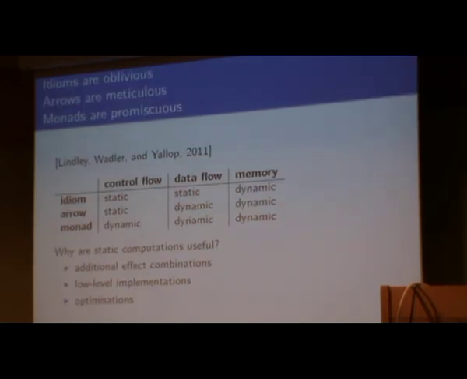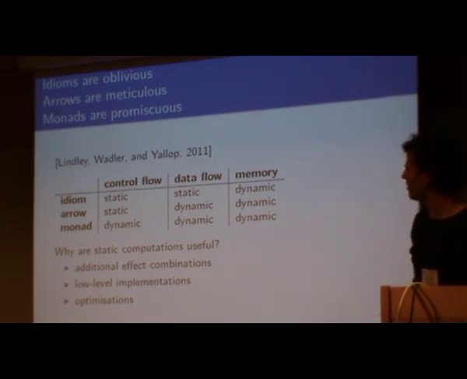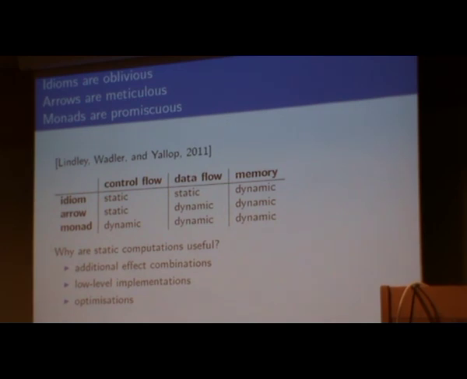In previous work that I did with Phil Wadler and Jeremy Gibbons, with the title "Idioms are oblivious, arrows are meticulous, monads are promiscuous", we looked into the relative expressiveness of idioms, arrows, and monads, and we did give an informal characterization in terms of control flow and data flow. We didn't bother mentioning memory because that's always dynamic. And the intuition is that idioms are computations in which control flow and data flow are always static. So you can never have any dependencies in your abstract idiom computation, except that the final results you get can depend on the results of prior computations.